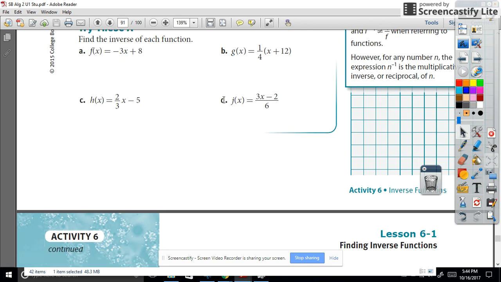All right, I hope I don't run out of room. So here we do. Step number 1, rewrite it so that it says y equals negative 3x plus 8. Step number 2, switch the place of the x and y.